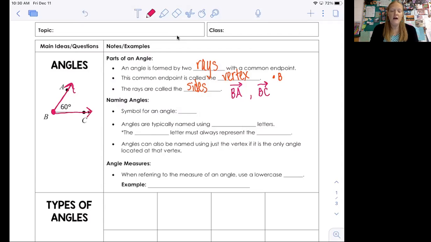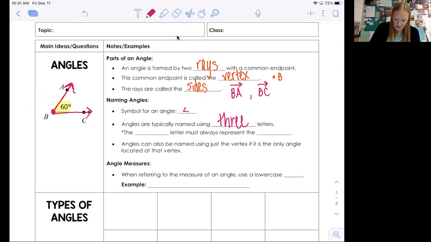Okay, so there's a symbol that we use for an angle, and it looks like this. It's kind of like a squished capital L. Angles are typically named using three letters. In this case, because there's only one angle, we could just call it angle B. But let's say there was another angle coming off, and that was D right there. Well, if I called it angle B, it could either be this part of the angle or that part of the angle. There's two options. So we're going to use three letters to name an angle so that we don't get confused.